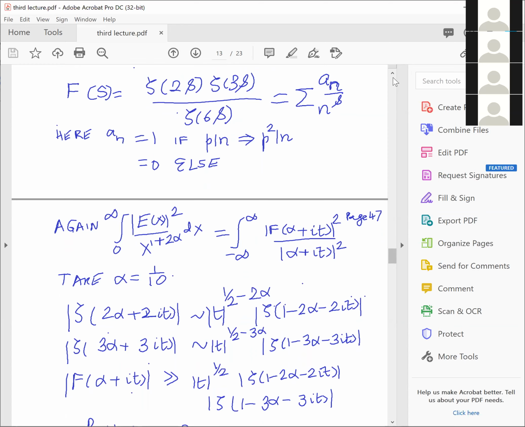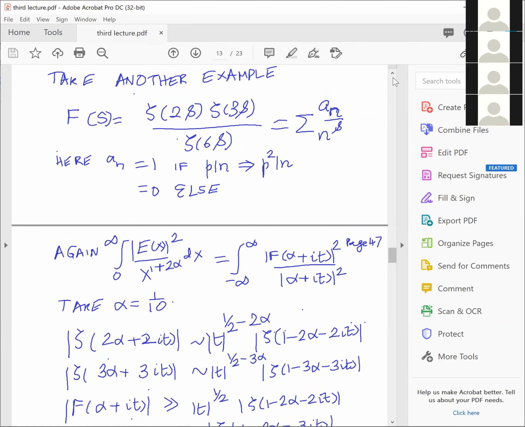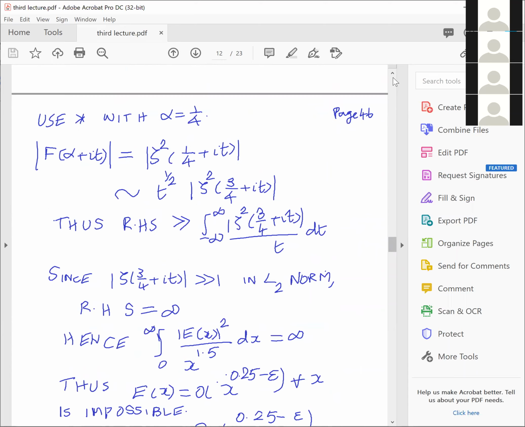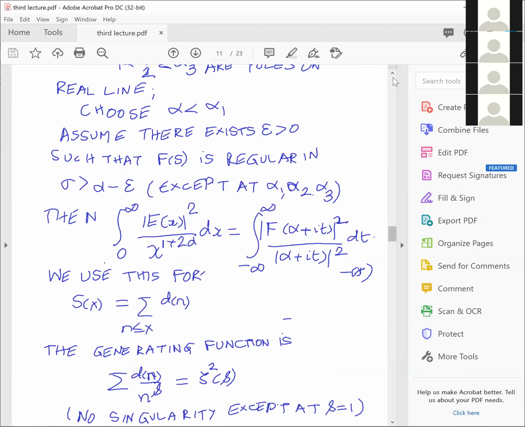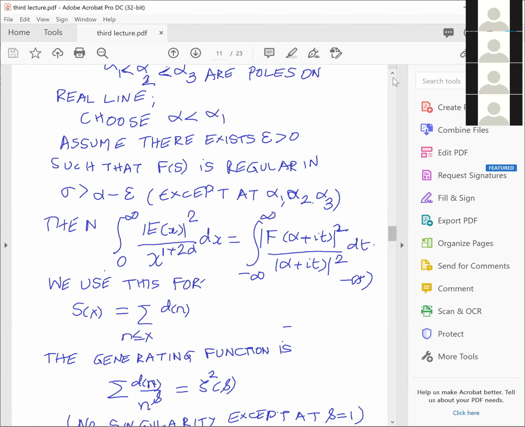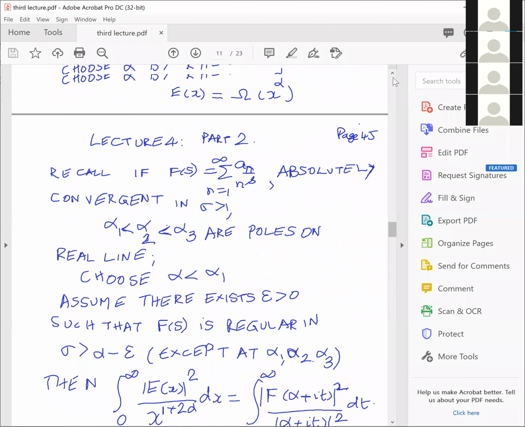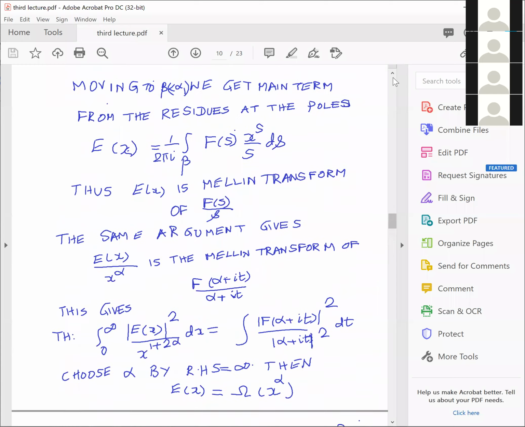Now, the question is to make it rigorous. This argument, we make it rigorous. Where is the problem in making this argument rigorous? The problem is that when you move the line of integration to any point which I want, I am assuming that the function is analytic. Only then I can move the line of integration. This is the assumption which I am always making.